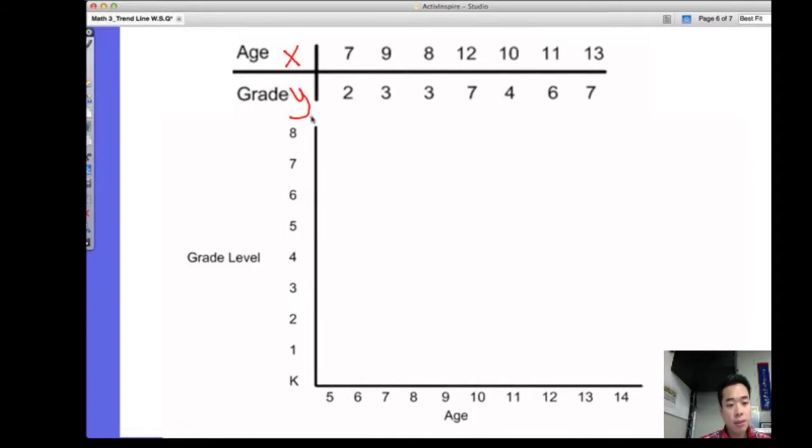At age 7, I will be in grade 2. This is just a rough graph. It doesn't have to be super exact. Age 9, you'll be in grade 3. Age 8, you'll be in grade 3, because depending on when you were born, you can transition. Age 12, you'll be in grade 7. Age 13, you will be in grade 7. Age 11, you will be in grade 6. So 1, 2, 3, 4, 5, 6, 7. I missed 10. At age 10, you will be in grade 4.